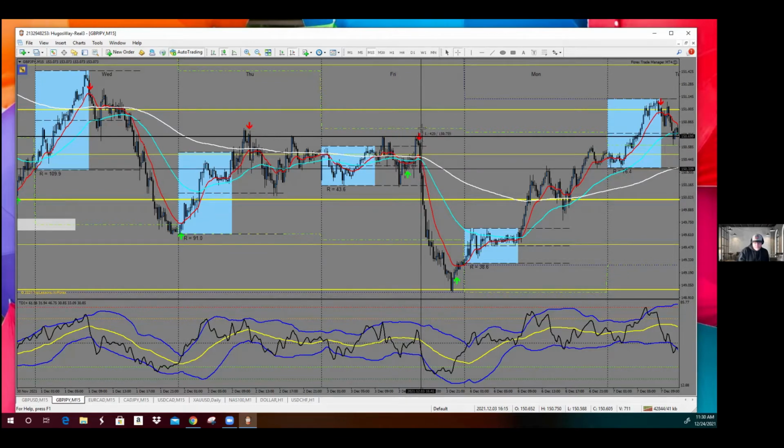You get your pullback, you set your stop loss. Look where your level's at. Look where it's setting up at 150.50. So you know where your first take profit is. Okay. So you got a first take profit of 150.00. Then your next take profit is what? 149.50. Your next take profit would be 149.00.